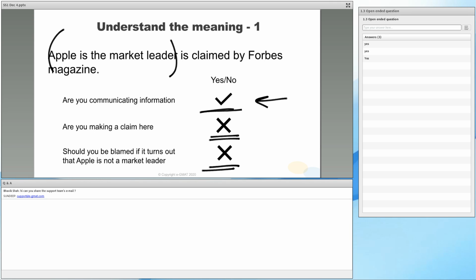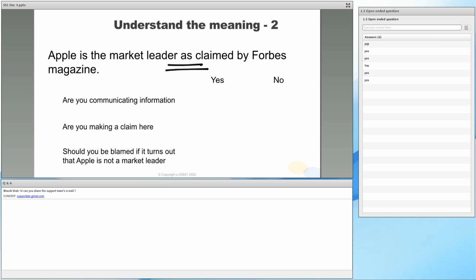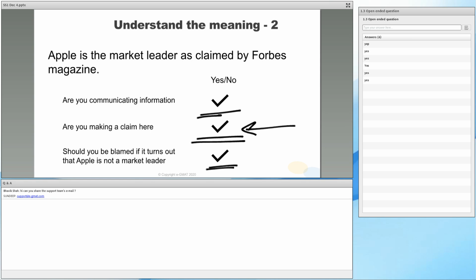Now let's look at this sentence: "Apple is the market leader as claimed by Forbes magazine." What are you doing here? You're communicating information, and you're supporting the claim by Forbes as well. So you are making that claim too. Should you be blamed if it turns out that Apple is not the market leader? Yes, you should be, because you said Apple is the market leader as claimed by Forbes magazine. And you use this every day. If you say, hey, Harvard is the best business school as stated by Business Week, you're putting your weight behind "Harvard is the best business school," but you're also saying that Business Week also states that. No, they're not the same thing. They are not.